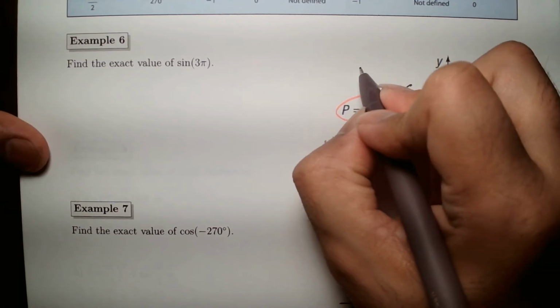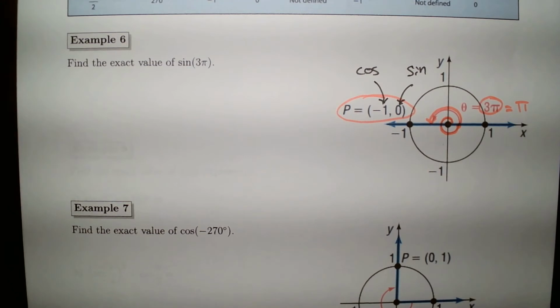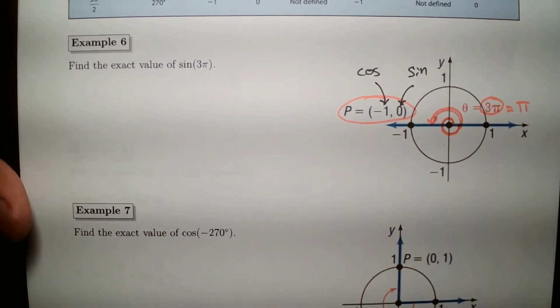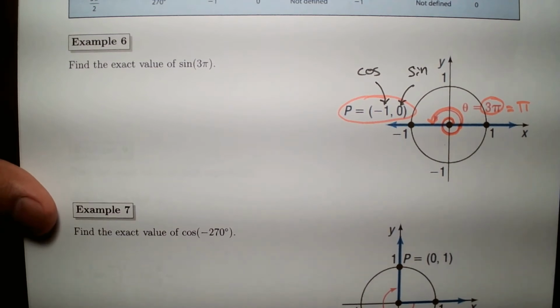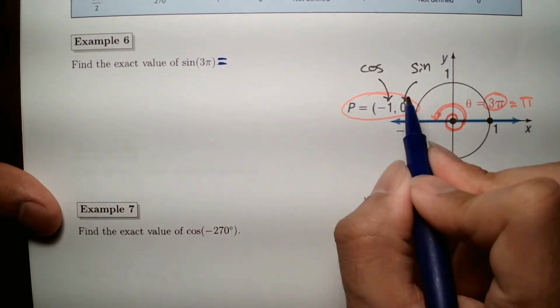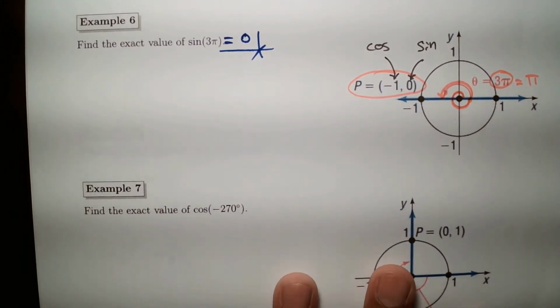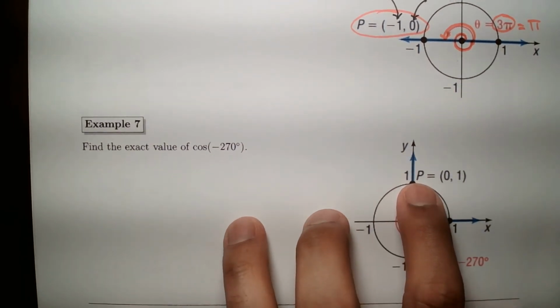Keep in mind that this is cosine for x, and sine is the y value. So answering the question right here, sine of 3 pi is the y value, which is simply 0. There's really not much to do. We go with the picture.